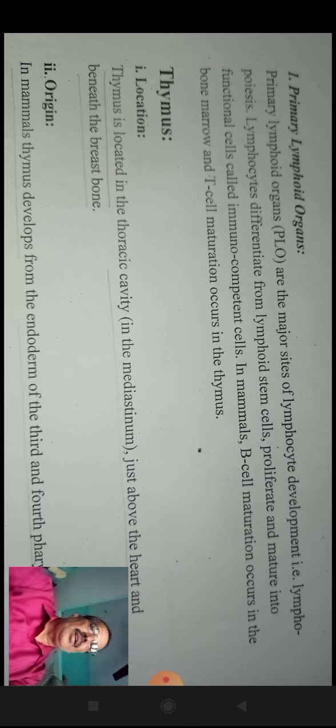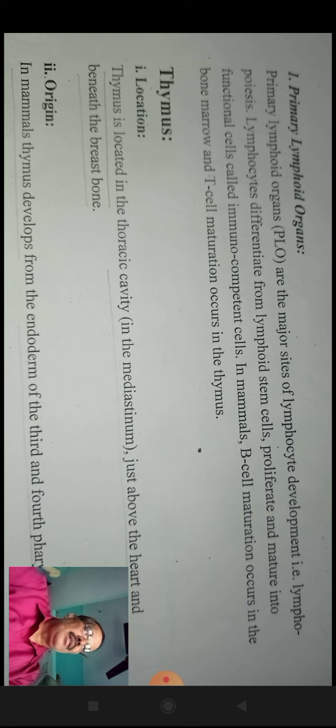The primary lymphoid organs are the major sites of lymphocyte development, that means lymphopoiesis. Lymphocytes differentiate from lymphoid stem cells, proliferate and mature into functional cells called immunocompetent cells. In mammals, B cell maturation occurs in the bone marrow and T cell maturation occurs in the thymus.